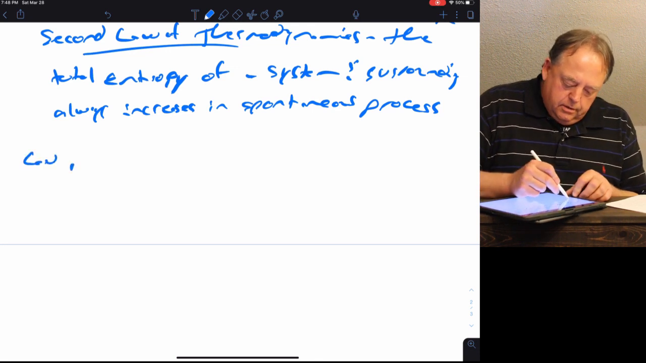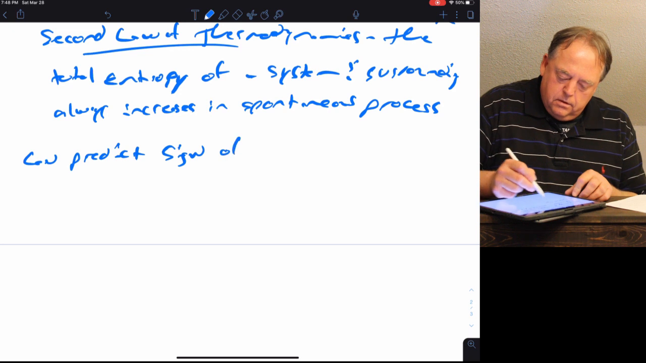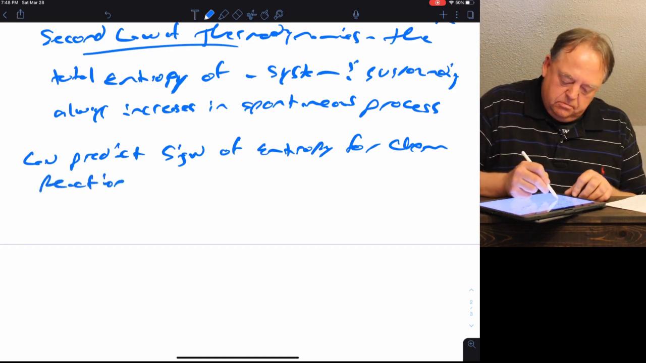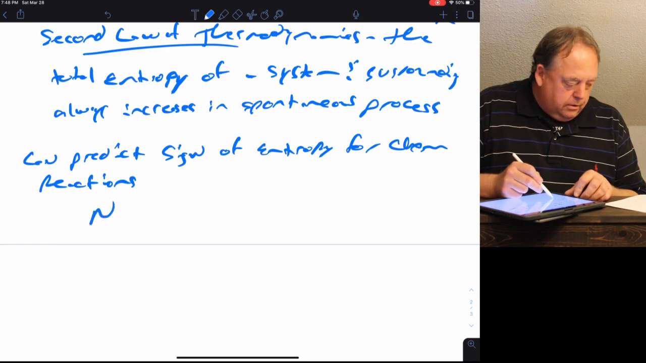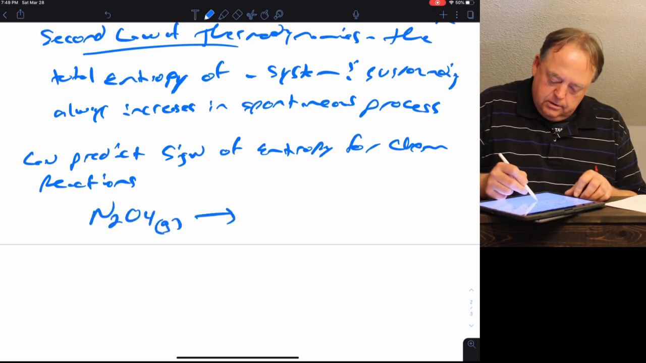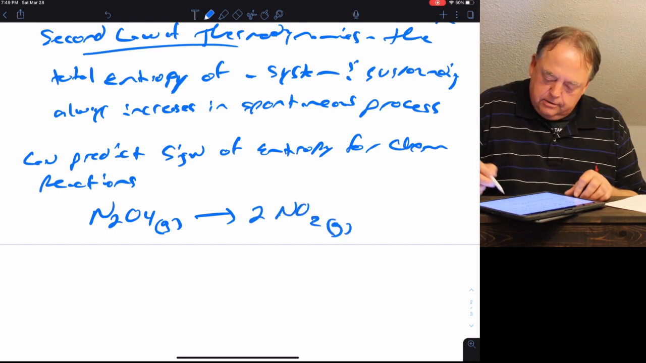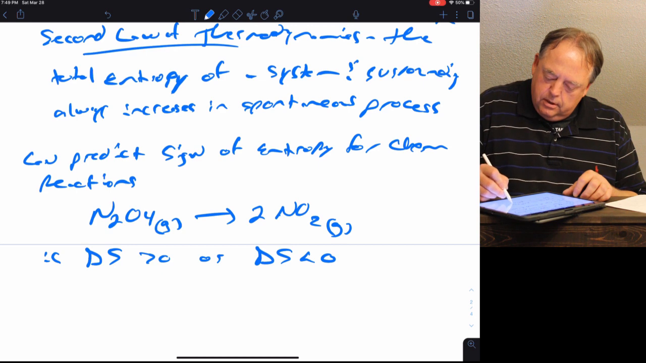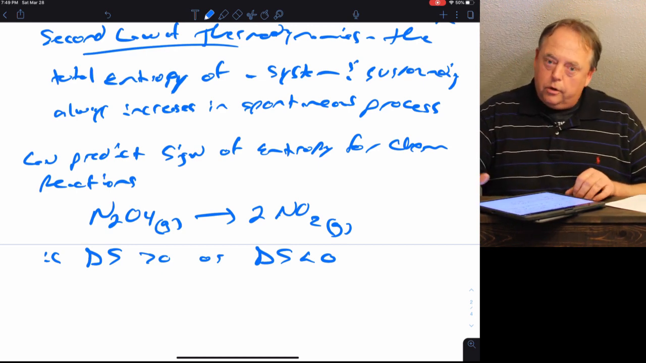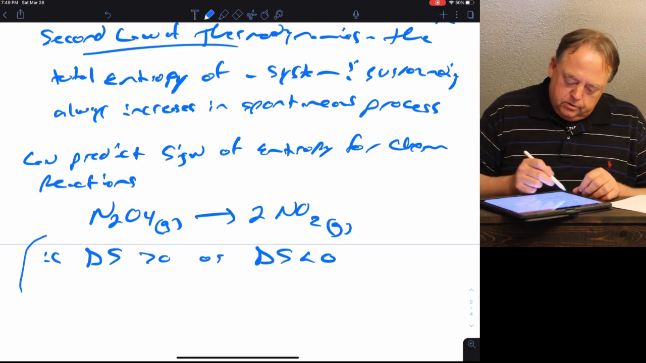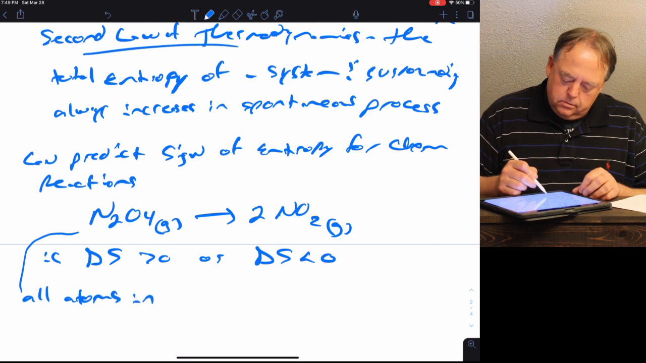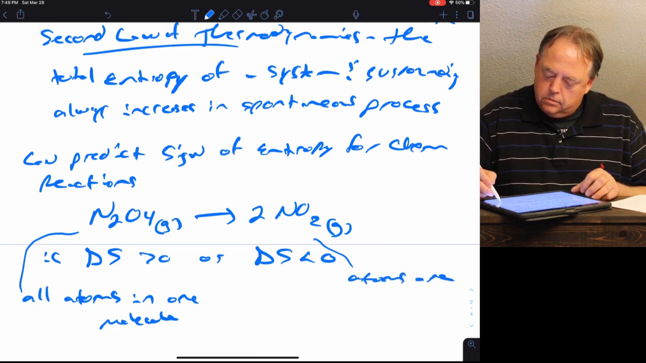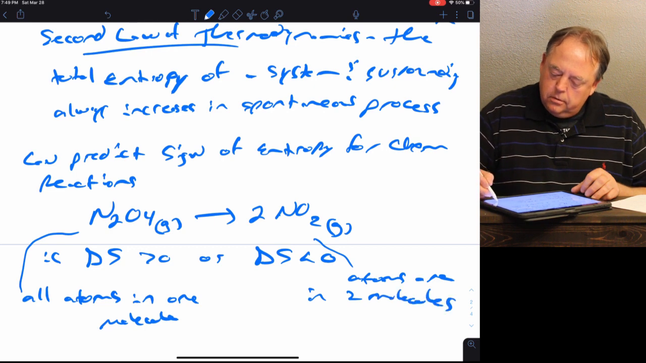Okay, so you can predict the sign of entropy change for chemical reactions, sometimes just by inspection. If we take a few examples, N2O4 gas goes to 2NO2 gas. Is the change in entropy greater than 0 or less than 0? You can figure this out by looking at the order of the system, which is more ordered and which is more disordered. Here all of the atoms are in one molecule, and here the atoms are in two molecules. So that's more disorder.